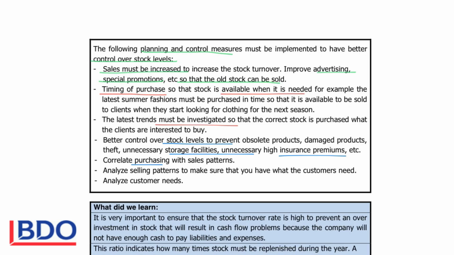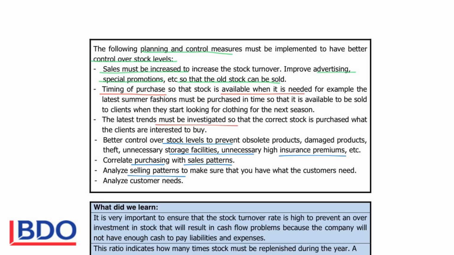Correlate your purchasing with the sales pattern. So make sure, when do the people buy the majority of things, so that you have more stock available at that specific time when you sell more, and that you don't buy such a large amount of stock in slower times of the month when they don't buy a lot.